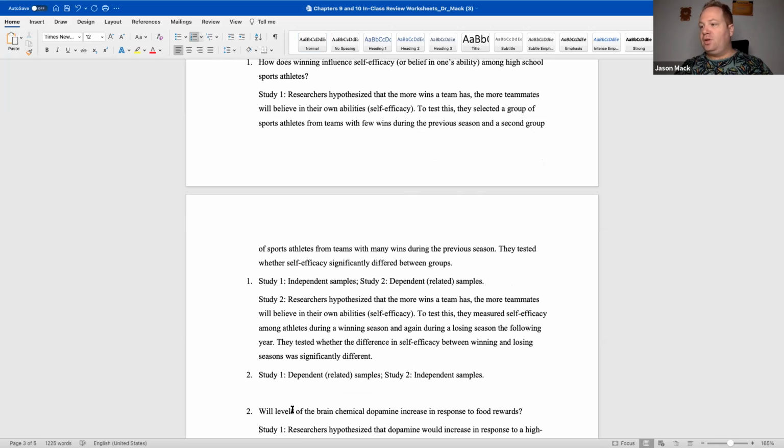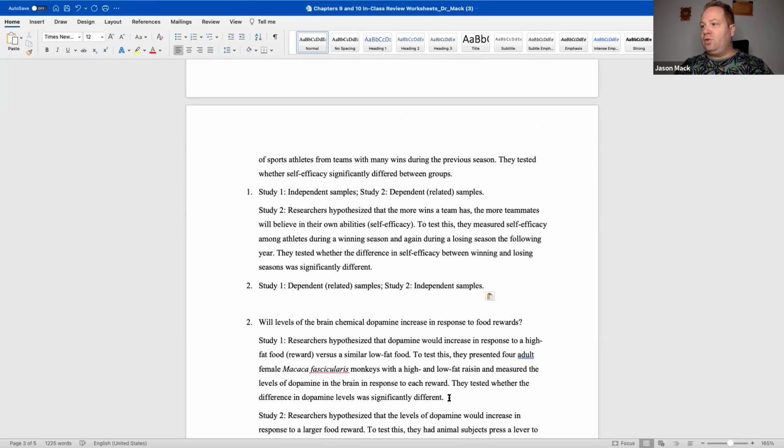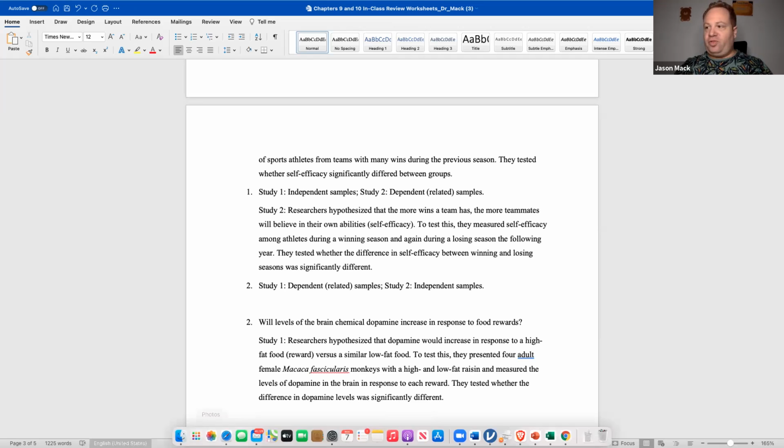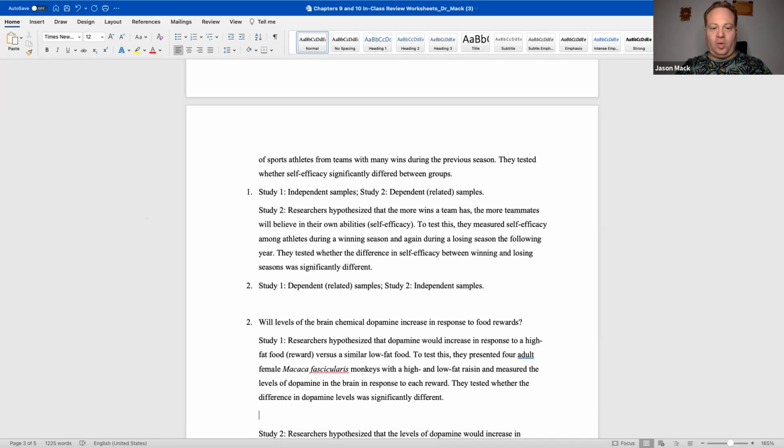The next thing we talk about is, will levels of the brain chemical dopamine increase in response to food rewards? Well, study 1: researchers hypothesized that dopamine would increase to a high-fat food reward versus a similar low-fat food. To test this, they presented 4 adult female Macaca fascicularis monkeys with a high and low-fat raisin and measured the level of dopamine in the brain in response to each reward. They tested whether the difference in dopamine levels was significantly different. Well, for this one, study 1 would have been dependent or related samples.